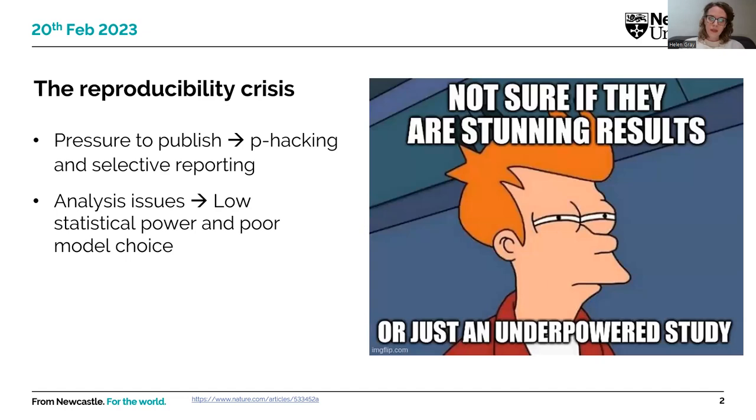We also have analysis issues, and this is certainly the case in animal welfare. We know that we're working with quite small sample sizes, which can lead to low statistical power. But we also have issues across the sciences with poor model choice. Both of these can lead to false findings being published within the literature and can lead scientists down routes of studying results which may not be completely true.